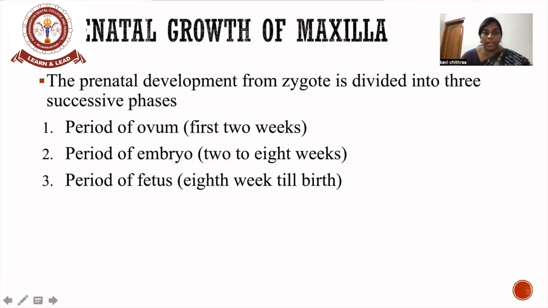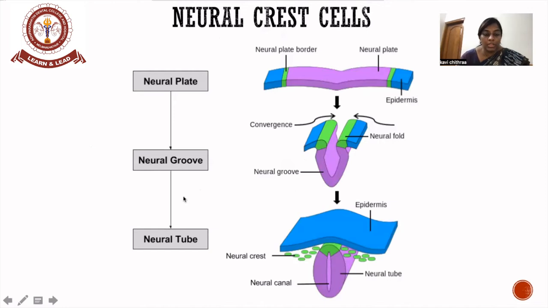So moving on to the main topic, which is the prenatal growth of the maxilla. Any cell by itself has three successive phases: the period of the ovum, the first 2 weeks; the period of the embryo, which is 2 to 8 weeks; and the period of the fetus, which is from the 8th week until birth. At an early stage in development, the embryo proper acquires the form of a 3-layered disc, which is the endoderm, mesoderm, and ectoderm.